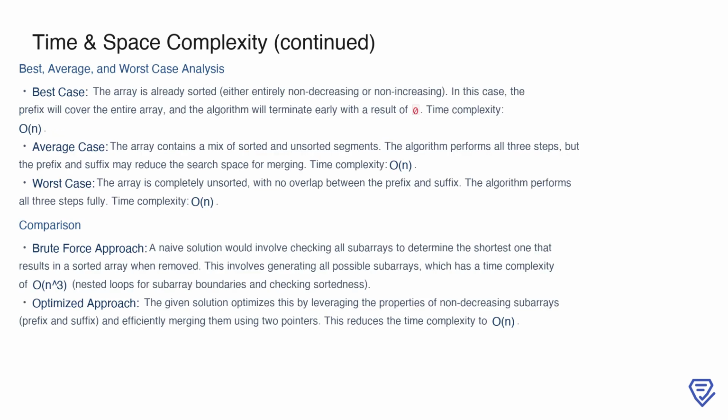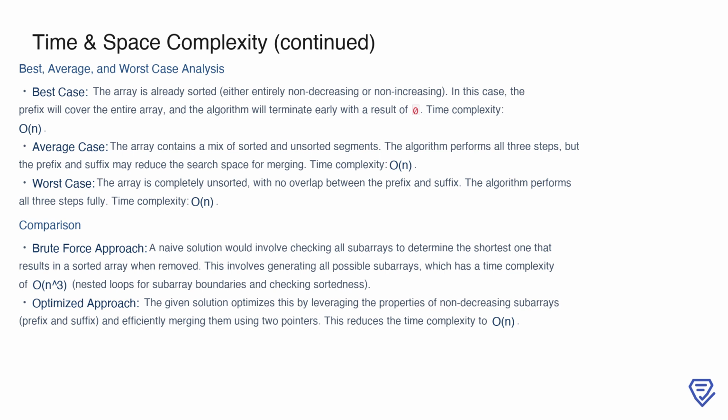To better understand the performance of this algorithm, let's analyze it across best, average, and worst-case scenarios. In the best case, the array is already sorted, either entirely non-decreasing or non-increasing. Here, the prefix spans the entire array, so the algorithm terminates early with a result of 0, requiring only O(n) time. In the average case, the array contains a mix of sorted and unsorted segments. The algorithm performs all three steps, but the prefix and suffix help reduce the search space for merging, leading to an expected time complexity of O(n).